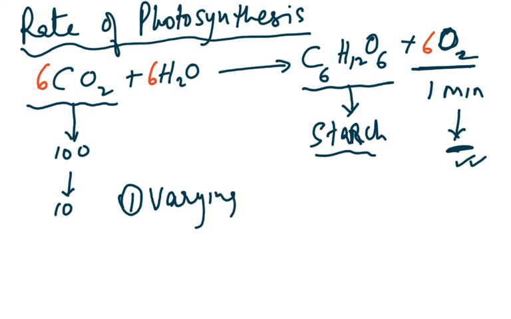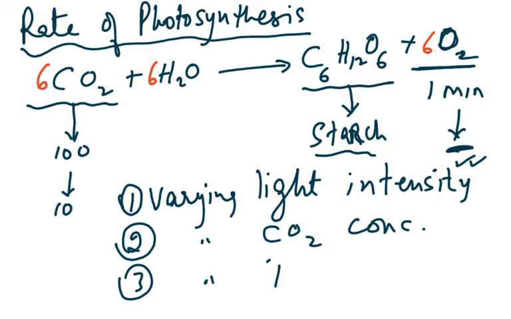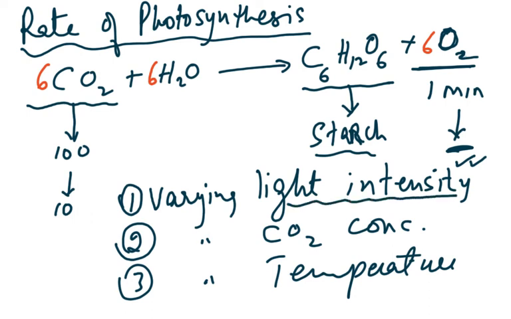It says, how would you study the effect of varying light intensity? You see, you don't just write light, and that is wrong biological English. So it is varying the light intensity. Number two, varying the CO2 concentration. And number three is varying the temperature. So we have to do three experiments and we have to prove whether the rate of photosynthesis increases or decreases when we change the light intensity. When we change the CO2 concentration, does it change the rate of photosynthesis? When we change the temperature, does it change the rate of photosynthesis, or temperature has no effect?